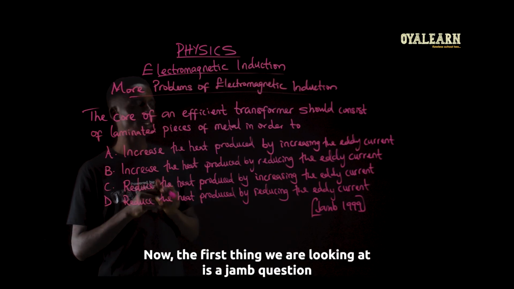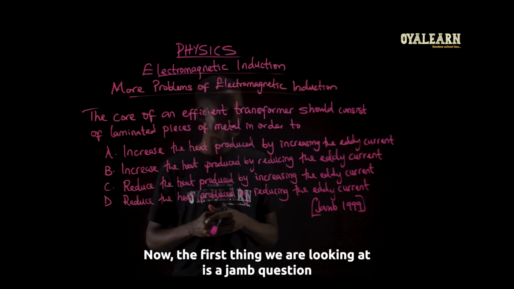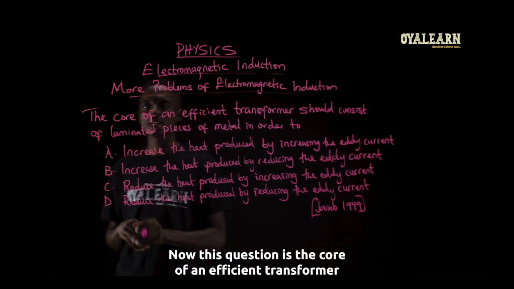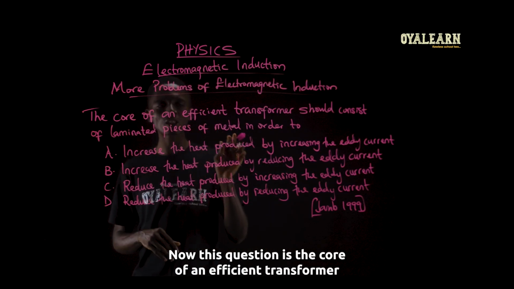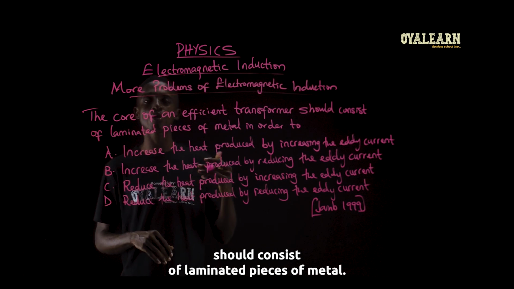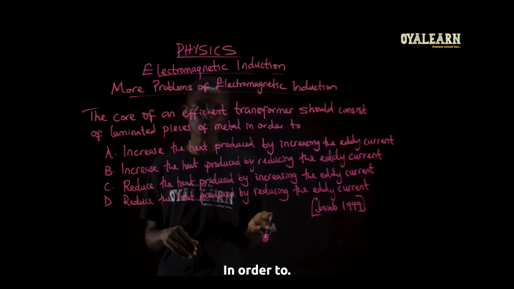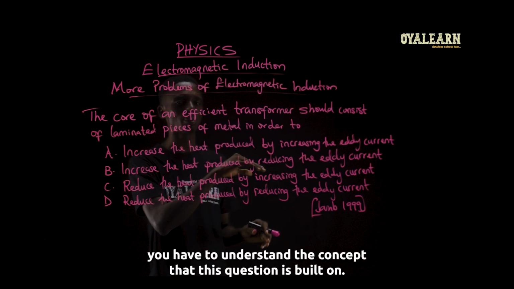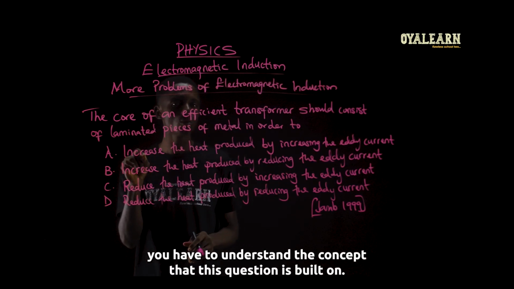Now, the first one we are looking at is a JAM question from 1999. This question says, the core of an efficient transformer should consist of laminated pieces of metal in order to... Before we go on to look at the options at all, you have to understand the concept that this question is built on.